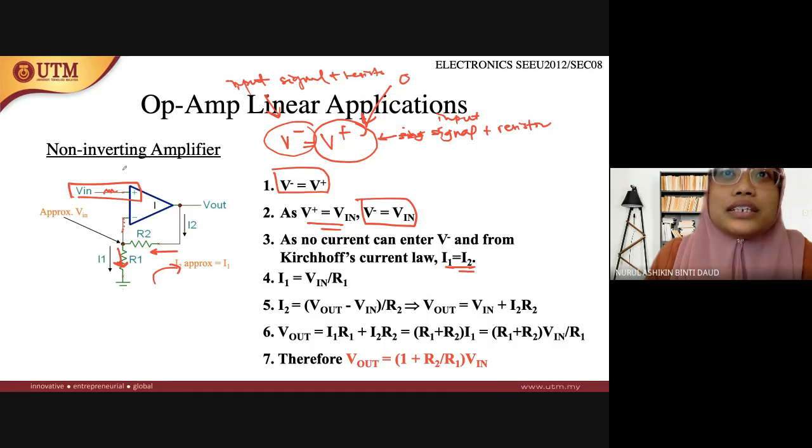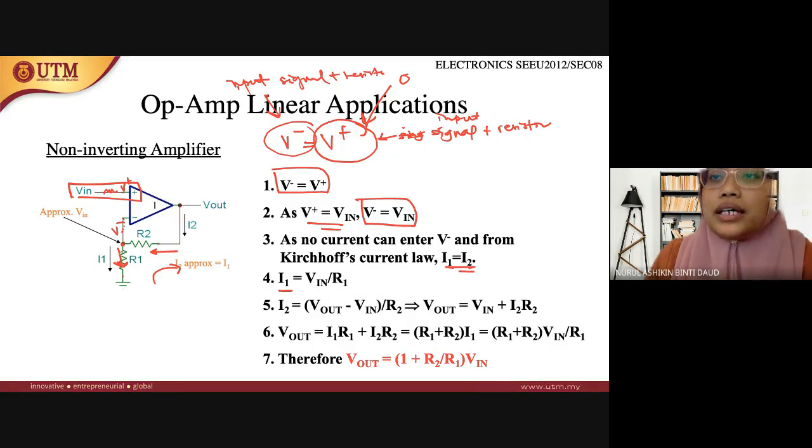Current always flows from the positive terminal towards the negative terminal. So it will flow from here to here. Alright. So I1 is this part. I1 is V input, since this is V plus, so this is V minus. Since V minus is equal to V input, it will be V input divided by R1. So that is the value for I1.